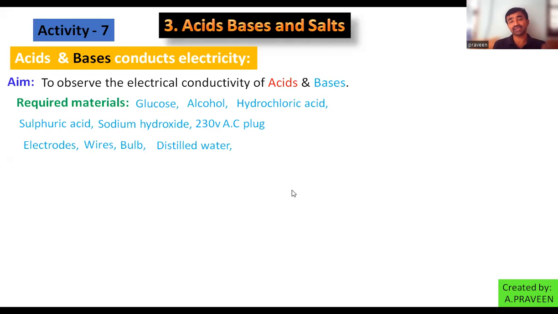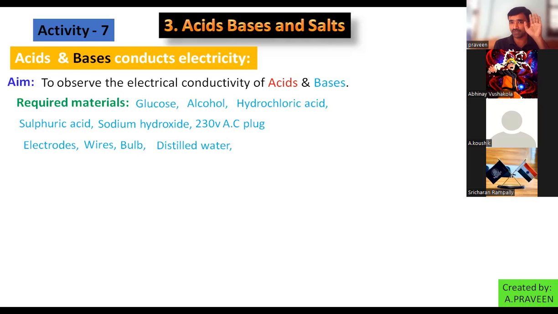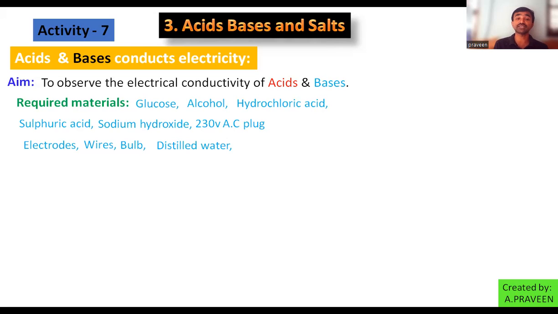Next, I am taking distilled water. In the distilled water, I can add any sample. Every time I will prepare a solution, adding HCl into the distilled water, glucose powder into the distilled water, alcohol into the distilled water, sulfuric acid into the distilled water, sodium hydroxide into the distilled water. Always I will follow the same process. Are you clear, or any confusion? I am making the solution using distilled water only, because distilled water has no nature, neither acid nor base. It is neutral.